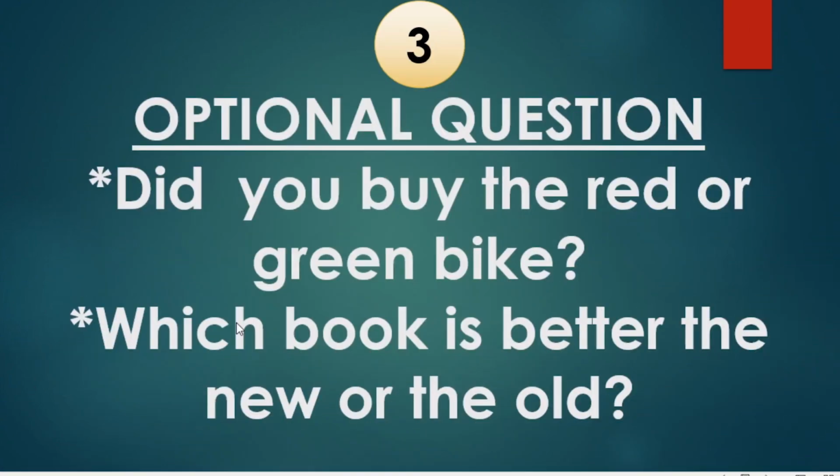The third type of question in English language is the optional or alternative question. For example, did you buy the red or green bike? Which book is better, the new or the old? As you see, in the question, the speaker has a sort of indecisiveness. There is an implicit answer in this question. So the speaker is not completely sure whether you bought the red or the green bike, so he is asking the listener to give him a decisive answer. It is clear from these examples that an optional question could be a yes/no question, as in the first one, or a WH question, as in the second one.